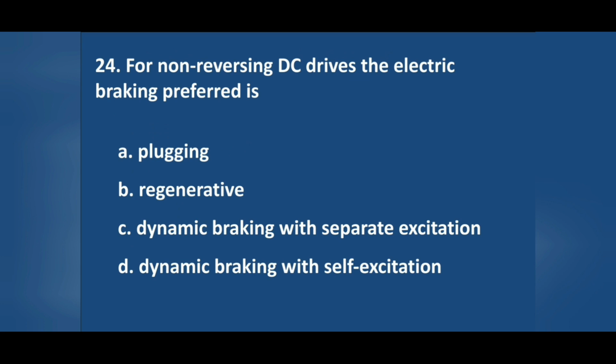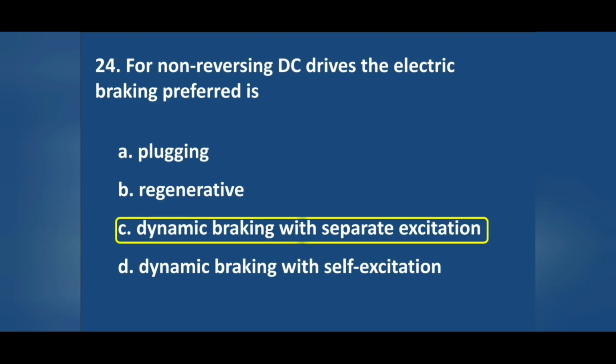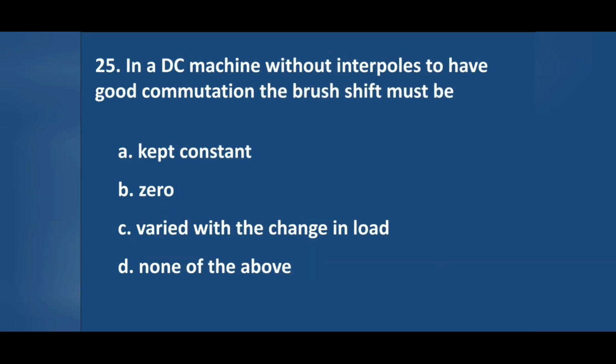Question number 24. For non-reversing DC drives, the electric braking preferred is. Answer is option C, dynamic braking with separate excitation. Question number 25. In a DC machine, without interpoles to have good commutation, the brush shift must be. Answer is option C, varied with the changing load.